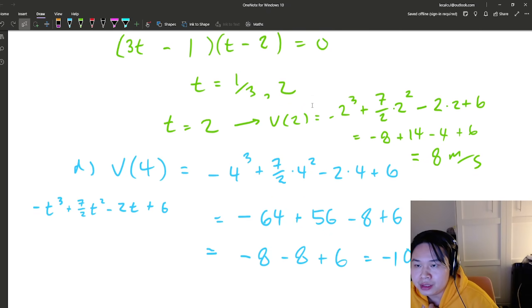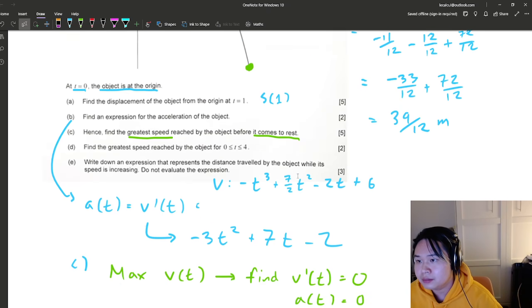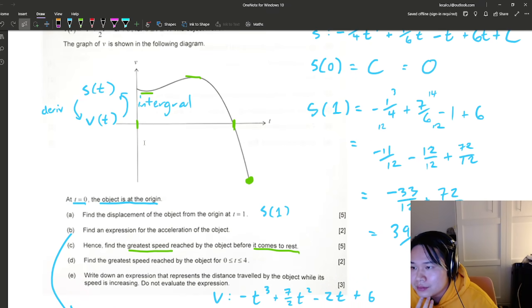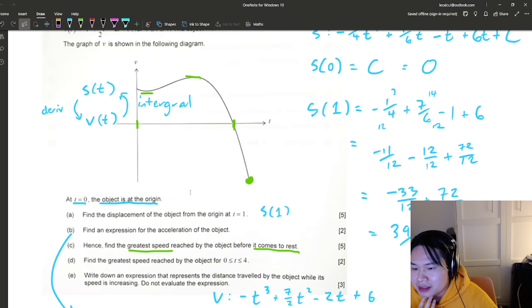So it's going 8 meters per second to the right or up or whatever. And then you want to find the fastest it moves, and the fastest it moves is going to be at 4 seconds, because it actually goes 10 meters per second, just in the opposite direction. And then lastly, write down an expression that represents the distance traveled by the object while its speed is increasing, but you don't need to evaluate it. Why did they bother asking this question? Distance traveled by the object while its speed is increasing.